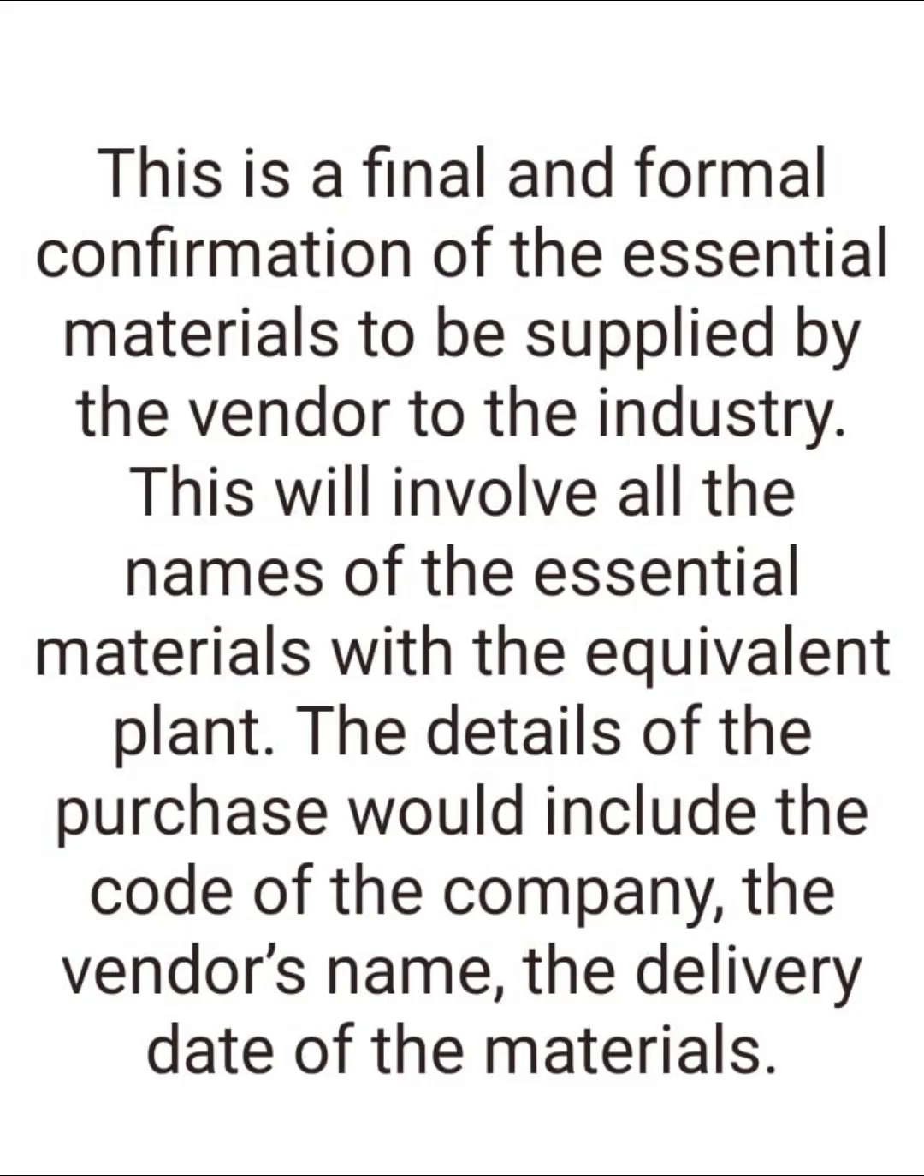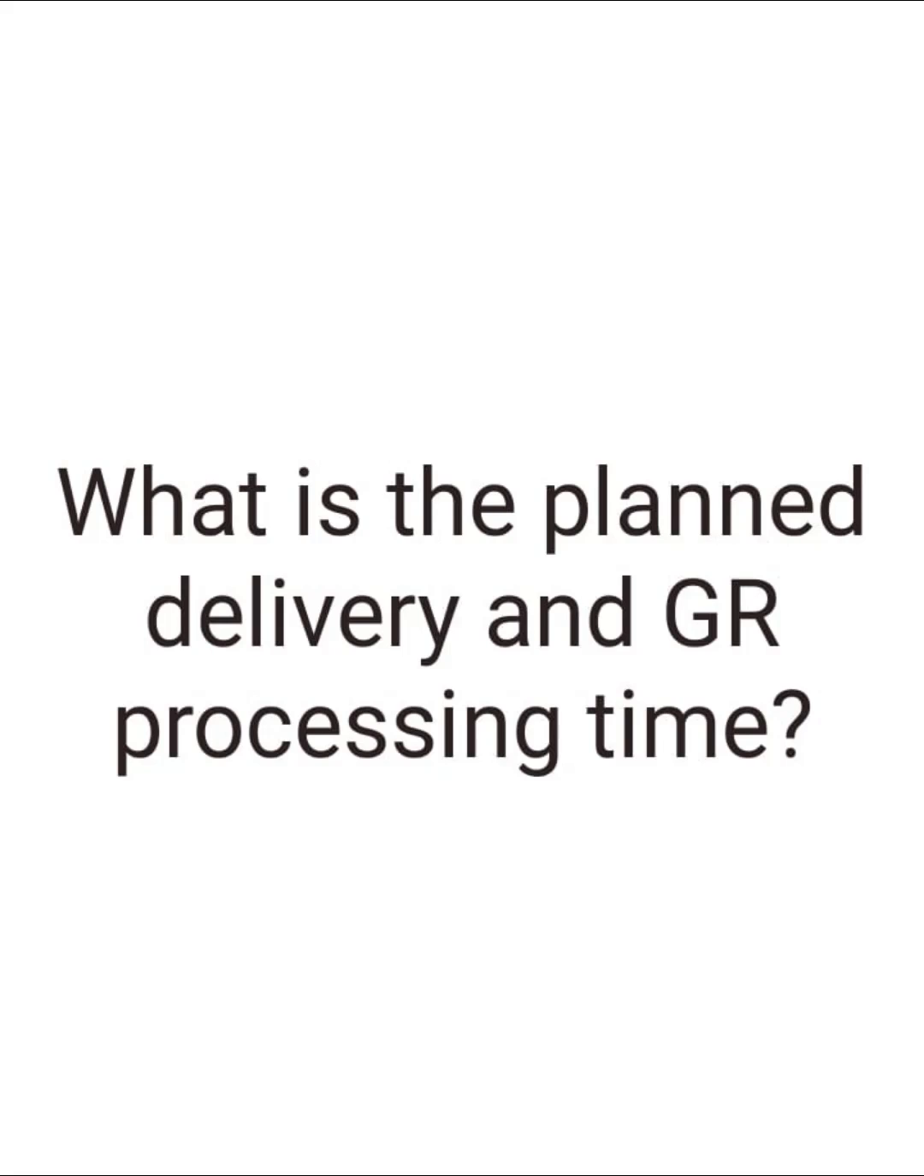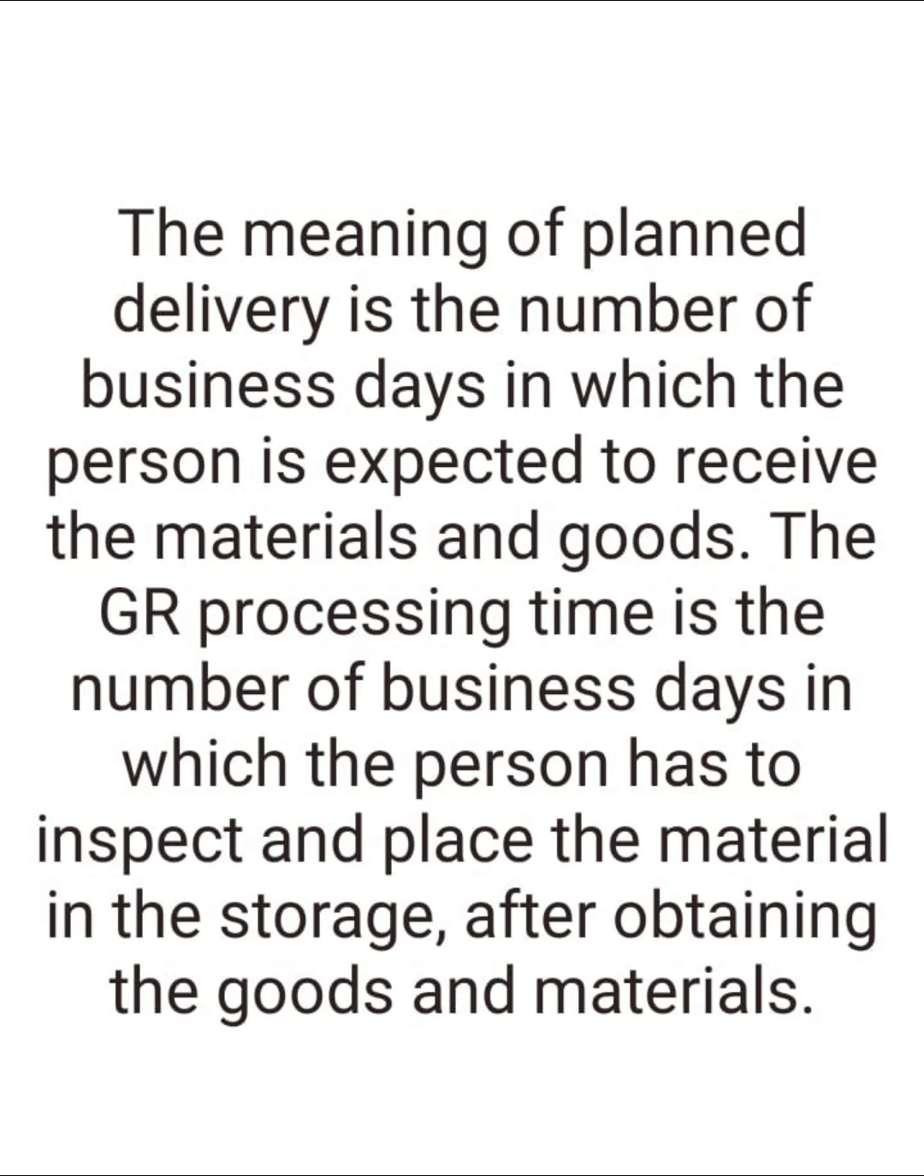The details of the purchase would include the code of the company, the vendor's name, the delivery date of the materials. What is the planned delivery and GR processing time? The meaning of planned delivery is the number of business days in which the person is expected to receive the materials and goods. The GR processing time is the number of business days in which the person has to inspect and place the material in the storage after obtaining the goods and materials.